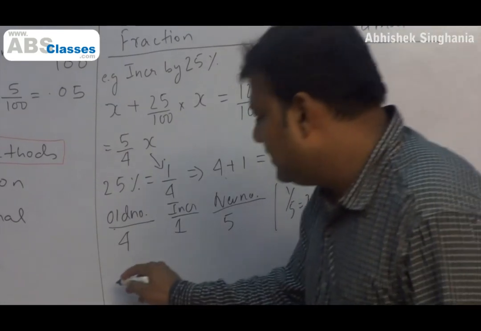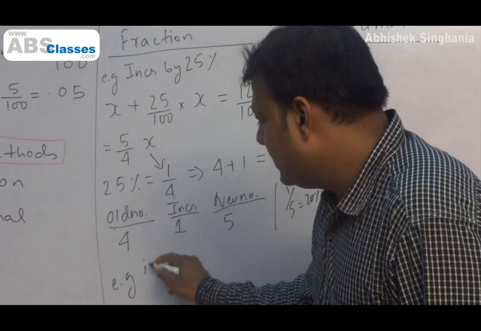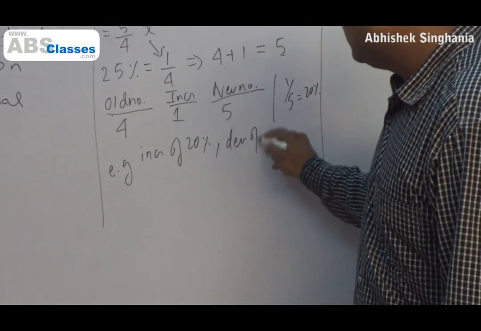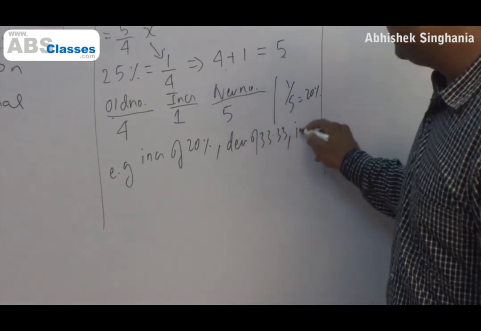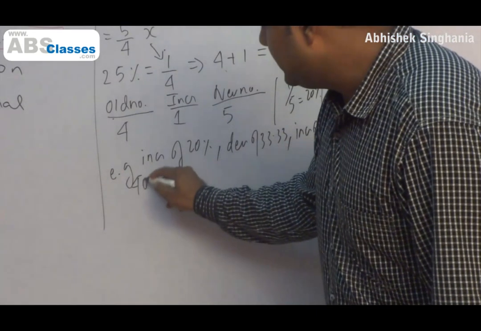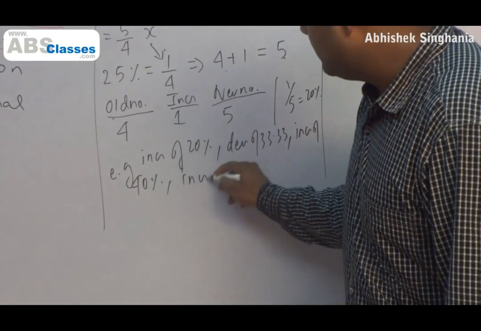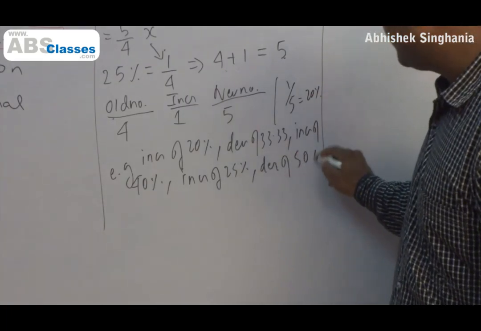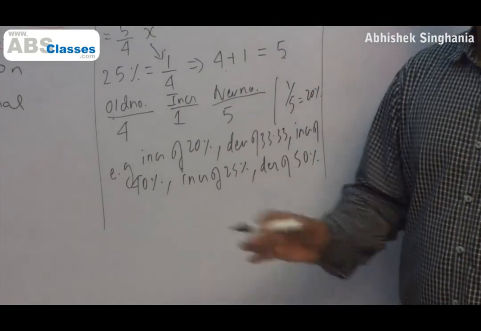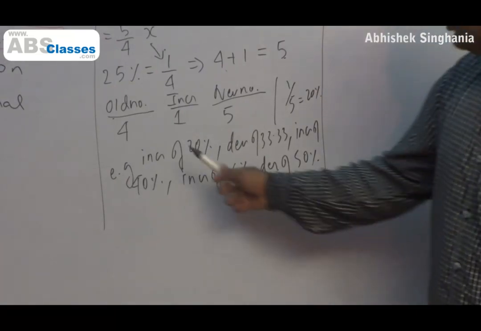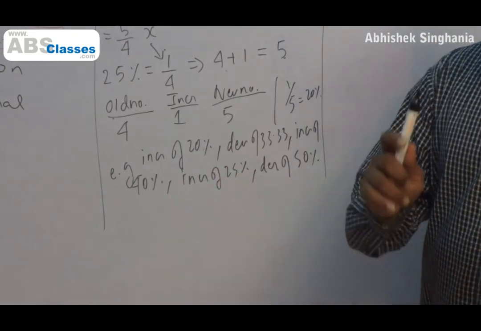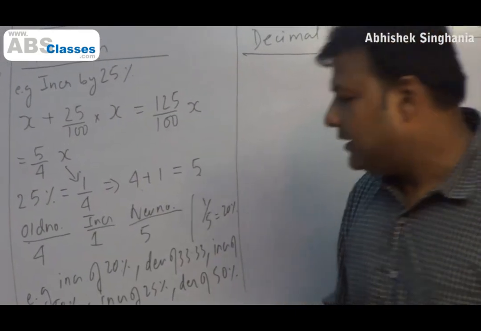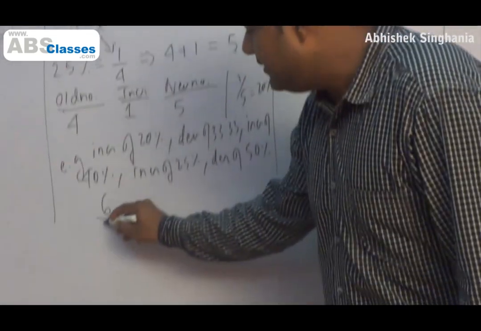For example, say, if there is a question like this, increase of 20%, decrease of 33.33%, increase of 40%, increase of 25%, decrease of 50%. What is the overall change in the number? So increase of 20% means 1 out of 5. So the number will become 6 from 5. How do we write it? We write it as 6 by 5.